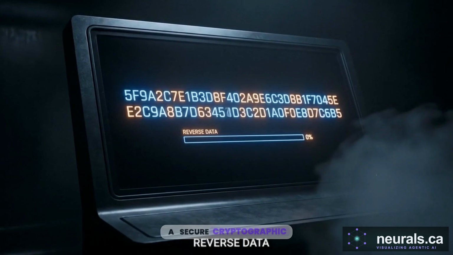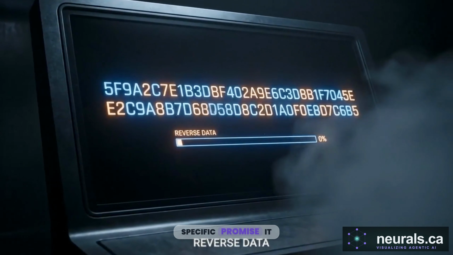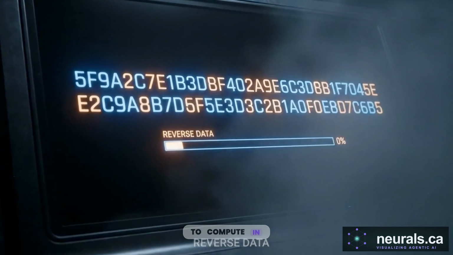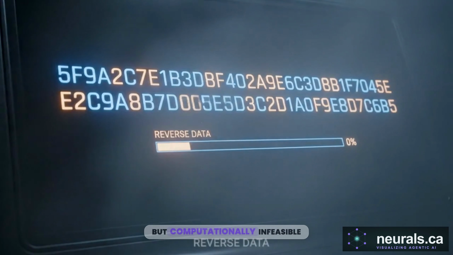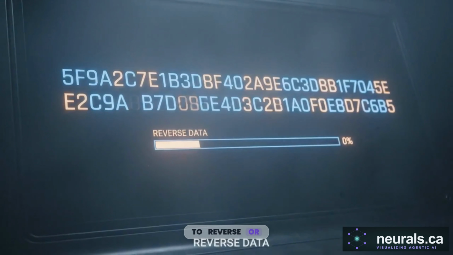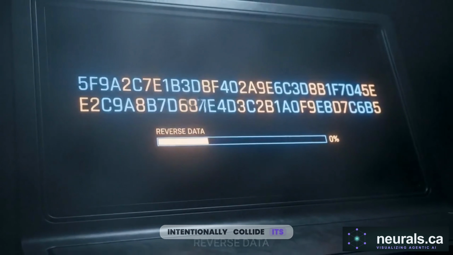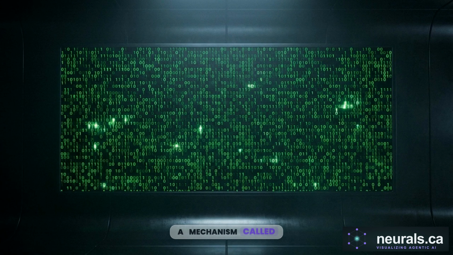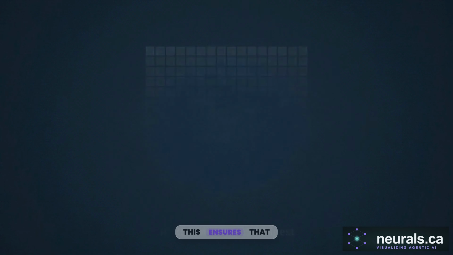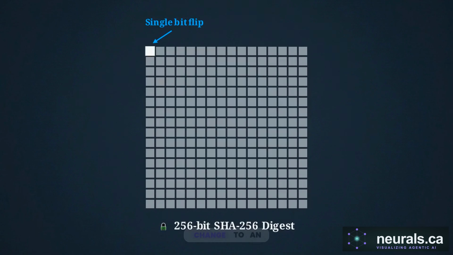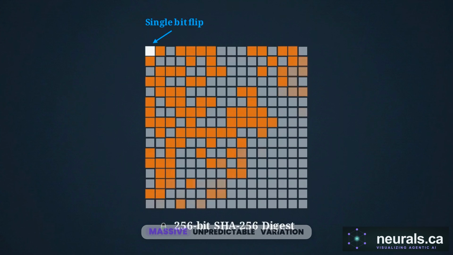A secure cryptographic hash has a specific promise. It must be easy to compute in the forward direction, but computationally infeasible to reverse or intentionally collide. Its primary defense is a mechanism called the avalanche effect. This ensures that even the smallest change to an input causes a massive, unpredictable variation in the output.